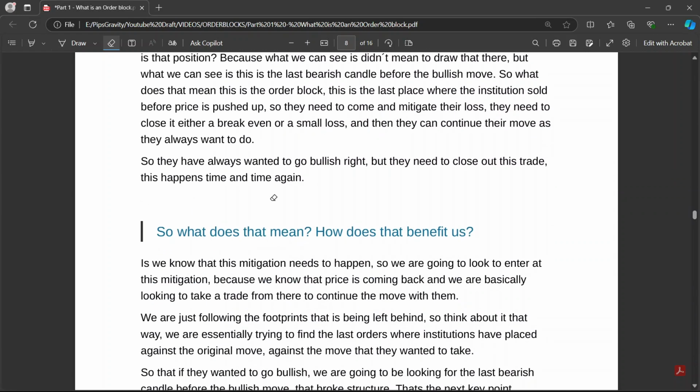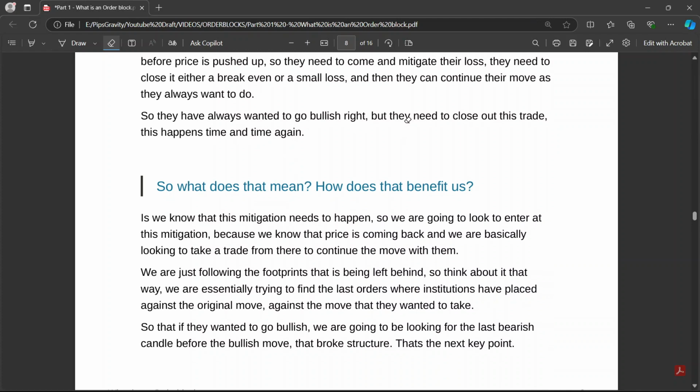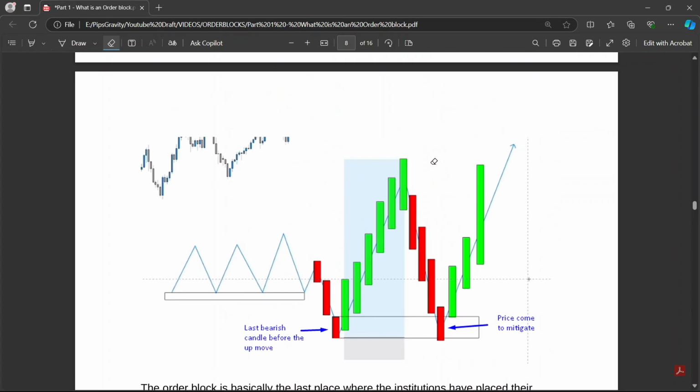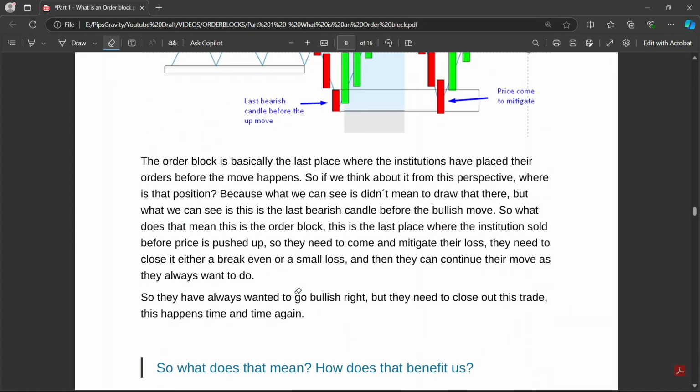They have always wanted to go bullish, right? But they need to first close out this trade. This happened time and time again. They always wanted to go bullish, but they had to take the sellers and the buyers first, and to do that, they placed the sell orders. In order to continue going bullish, they have to come back and mitigate these orders, maybe at break even or maybe with a small loss, because they're going to make a lot of profit going up.